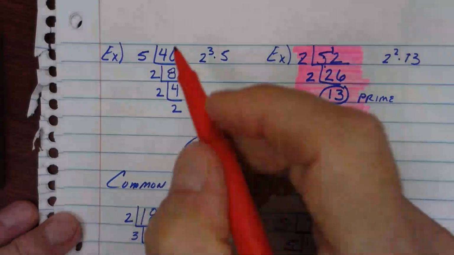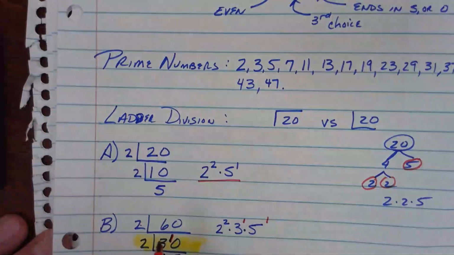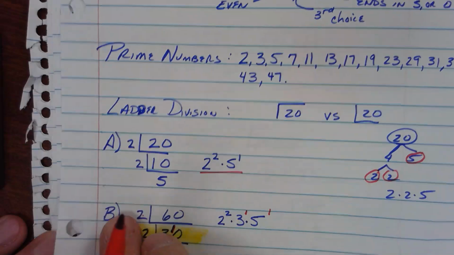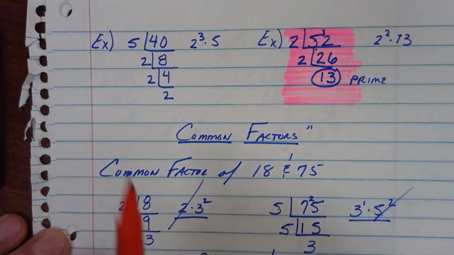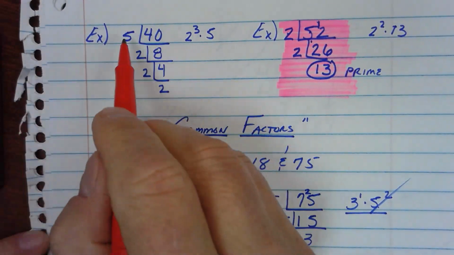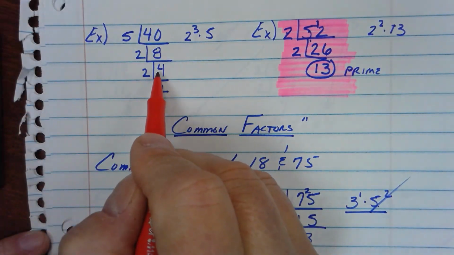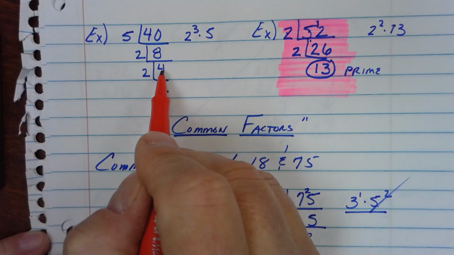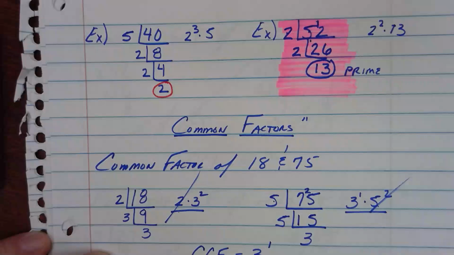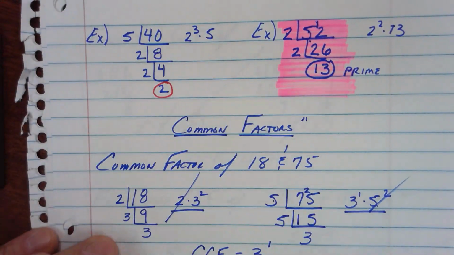Continuing here with a couple more examples. And again, over here, I chose to lead with a 2 when I had a 0 at the end. Here I'm going to choose to do the 5 with a 0 at the end. 5 into 40 goes 8 times. 2 into 8 goes 4 times. 2 into 4 goes 2 times. Make sure you always have a number down here at the bottom. 3 factors of 2 times 5.